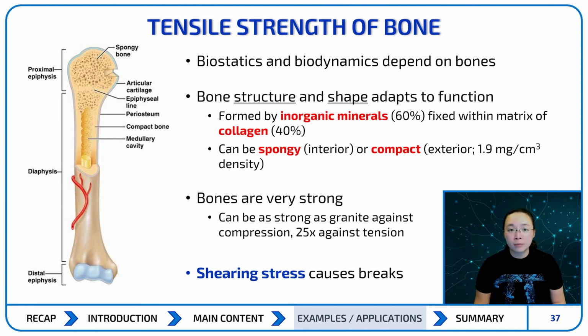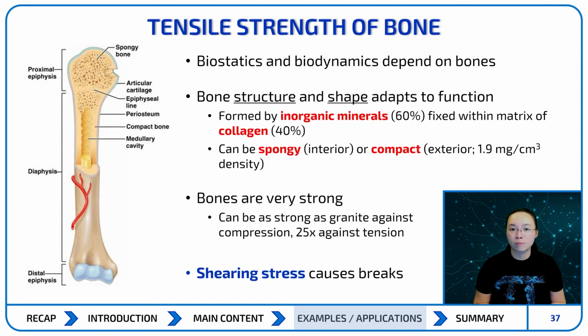It's formed by inorganic materials, approximately 60%. It's also fixed within a matrix of collagen, which makes up 40% of its composition. Like I said before, it can be spongy or it can be compact. Compact bone actually has a density of 1.9 milligrams per centimeter cubed. So that's quite dense. Bones are also extremely strong. They can be as strong as granite against compression, and 25 times as strong as granite against tension. So they're great for support, especially for your skeletal system.